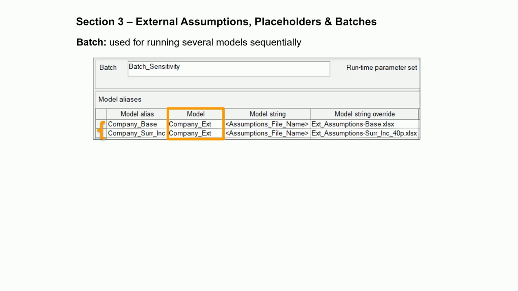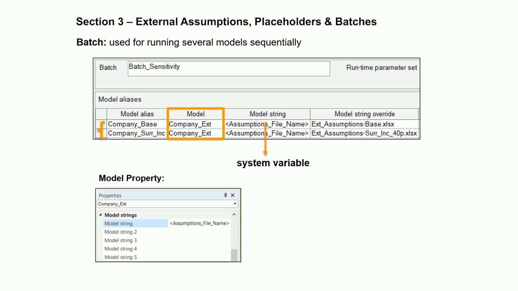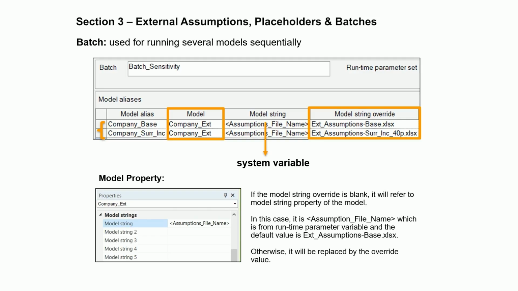Next is model string. It is a system variable and a character variable. You can specify its value for a model in the model string property. You can specify its value for a model alias in a batch in the model string override property of the model alias. If that property is blank, then model string takes its value from the model string property of the model. Hence, model string takes its value from the model alias in a batch with a non-blank model string override property.